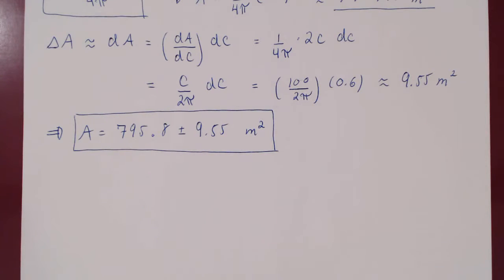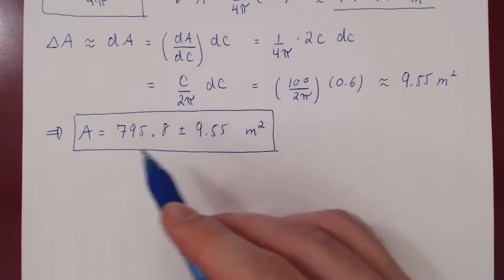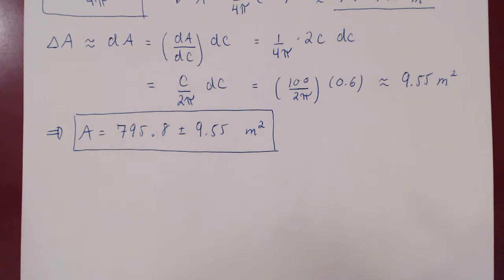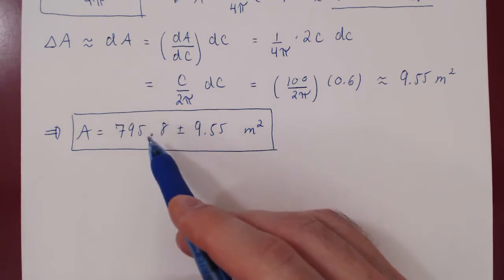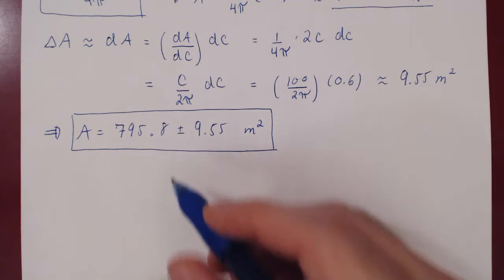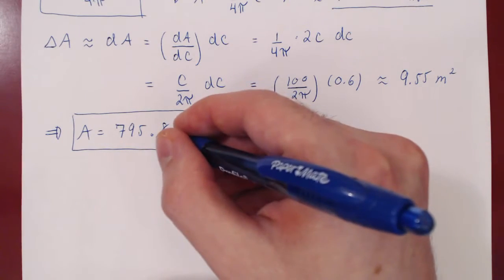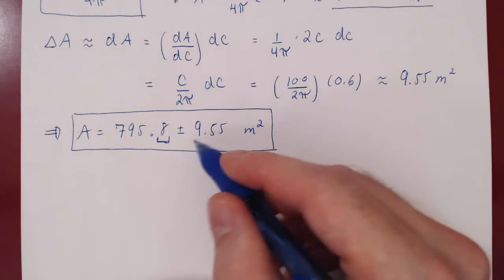Now there's one last thing I want to mention, and this is the topic of significant figures, right? If you look at the answers I've provided, in all three cases, I didn't bother with significant figures. Let's just go back and see how our answer would change if we actually were careful with the significant figures. Let's start with this one. The answer is 795.8 with an error of approximately 10 meters squared. So there's no need to mention the 0.8 here because we're not even accurate at that point.